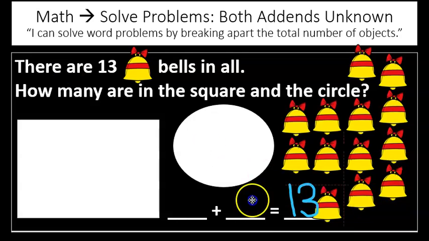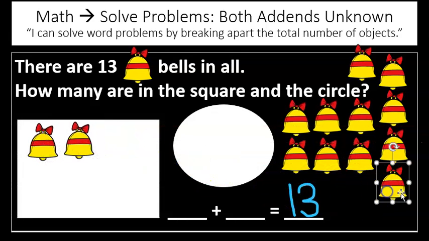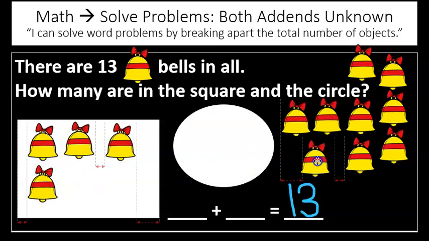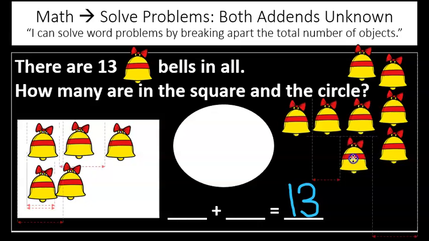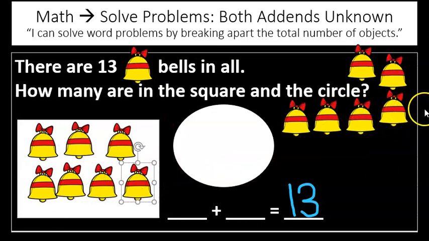Let's say we want to get 1, 2, 3, 4, 5, 6, 7. Let's just say we put 7 bells here in the square. Now these remaining bells, they have to go now into the circle. So let's put them into the circle as we count.